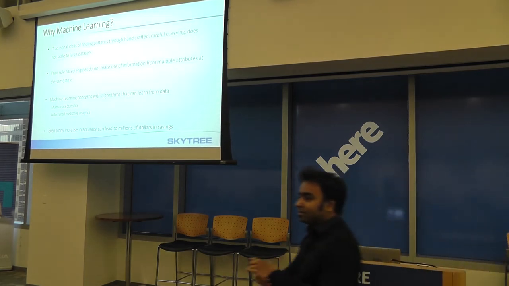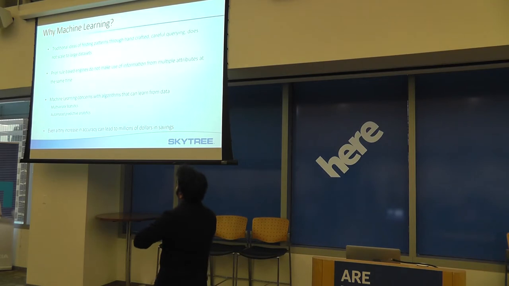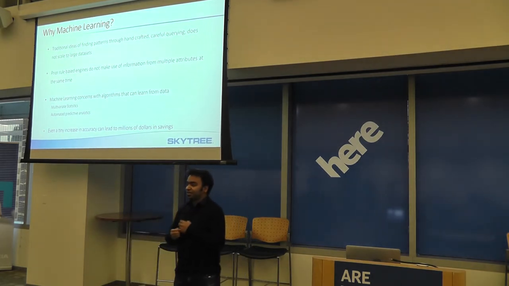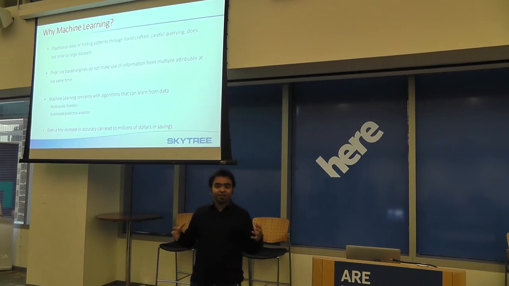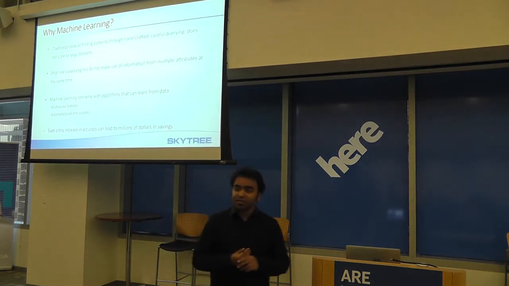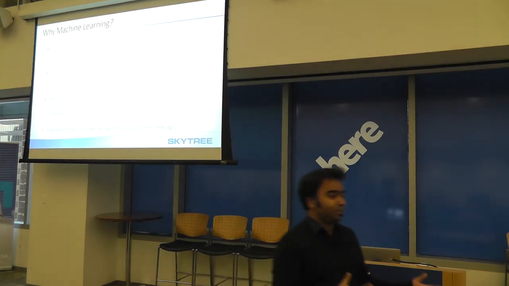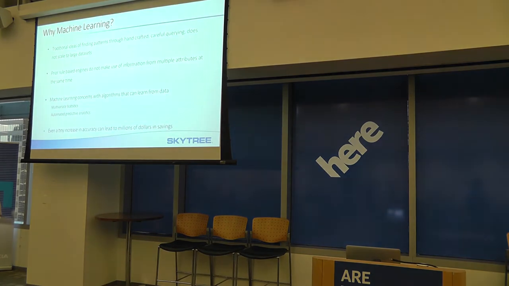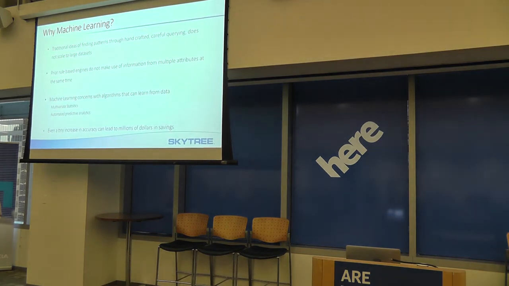Does that make sense? So these rule-based approaches don't work very well when your data set is huge and there are multiple attributes that you want to consider at the same time. What you want to do is use some sort of multivariate statistics way in which you can look at many different pieces of information together and try to come up with a rule.